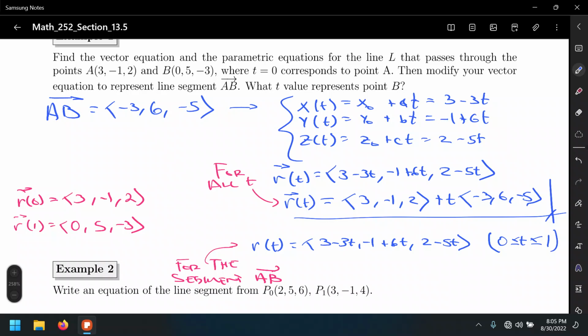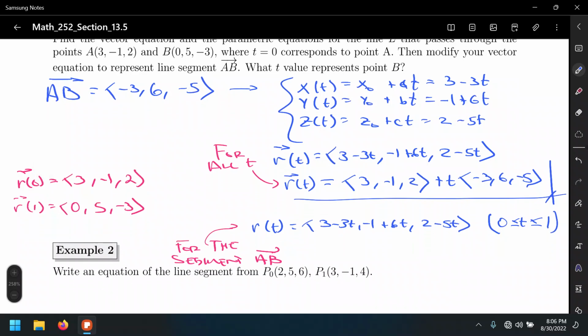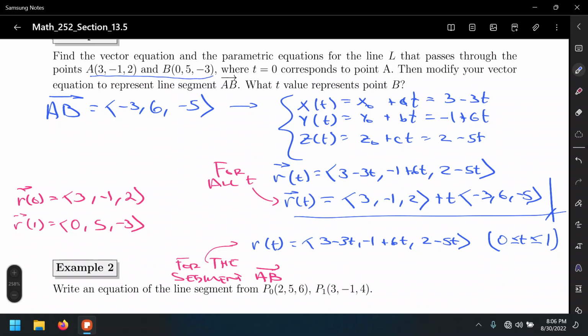It's like restricting the domain of a function, like in pre-calculus, like in algebra, to define only a certain interval of points. In this case, the first part of the problem was just to define a general equation for our favorite value of t, and then one for the interval 0 to 1 to represent only the segment containing the points from which we define the vector. All right? And the last piece of information, what value of t represents point B? Isn't it t equals 1?